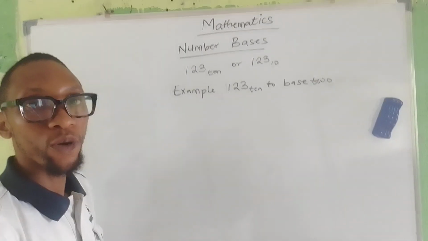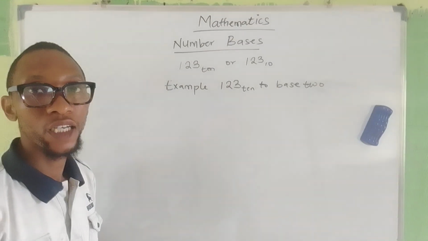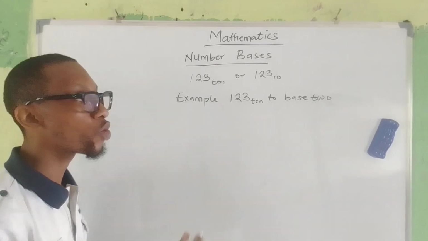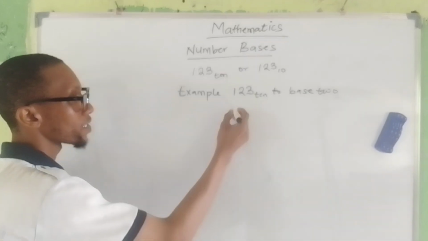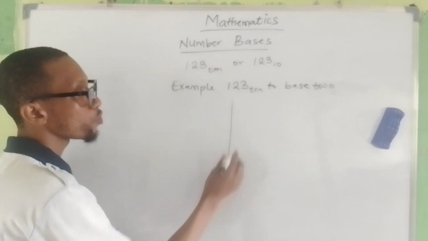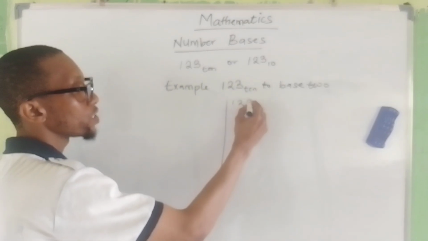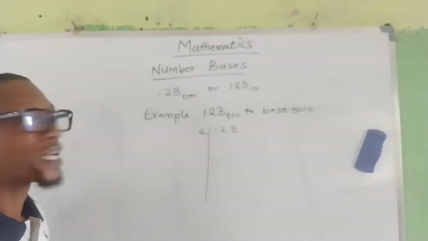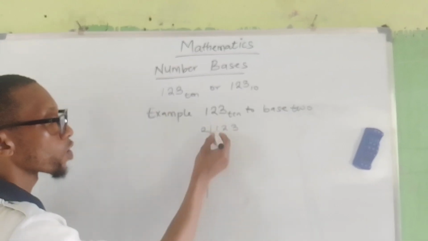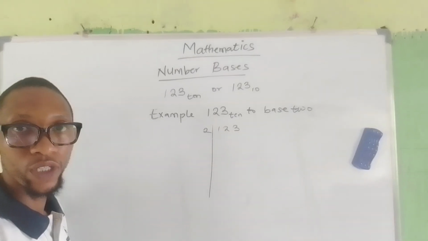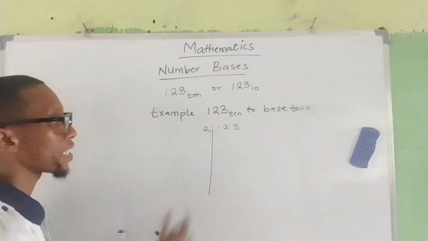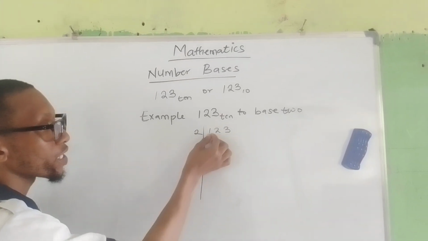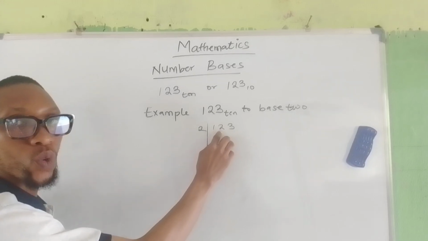If you want to convert from base 10 to any other base, you can make use of something called the long division method, and always put the remainder at the end. Because I am converting to base 2, I will divide 123 by 2. 1 divided by 2 is not possible, but I can bring 1 and 2 together to make 12, because 1 is smaller than 2.